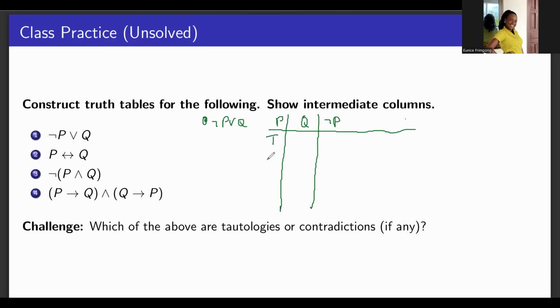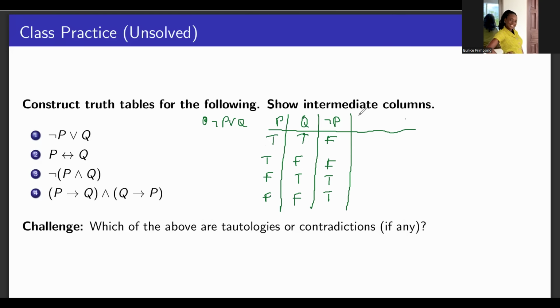We have true, true, false, false, and then true, false, true, false. Okay. So negation of P: if P is true, the negation of P is false. If P is false, negation of P is true. So you're flipping the truth value of P.